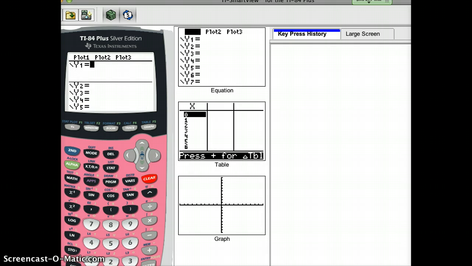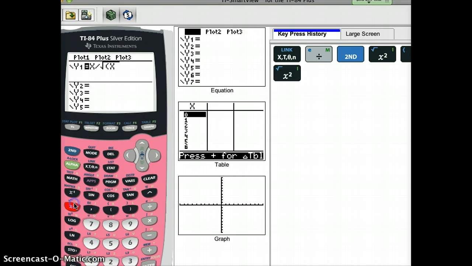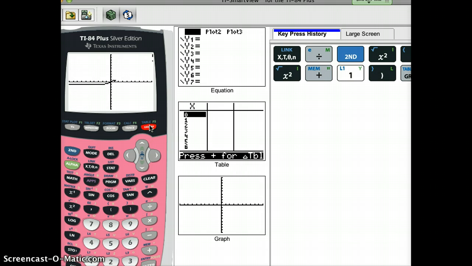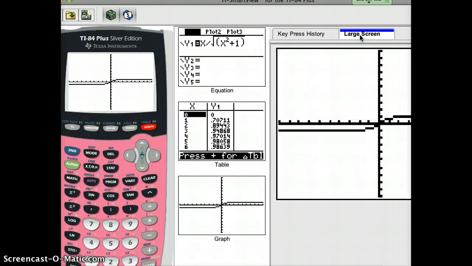So my function for this one is x divided by the square root of, and don't forget your parentheses, x squared plus 1. I'm sorry, I've got to go kind of slow on this graphing calculator because it doesn't keep up with me. So there's my function, and I'm going to hit graph, and I'm also going to give a large screen view for this.